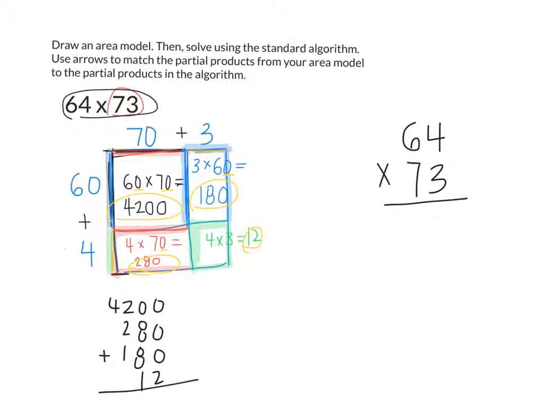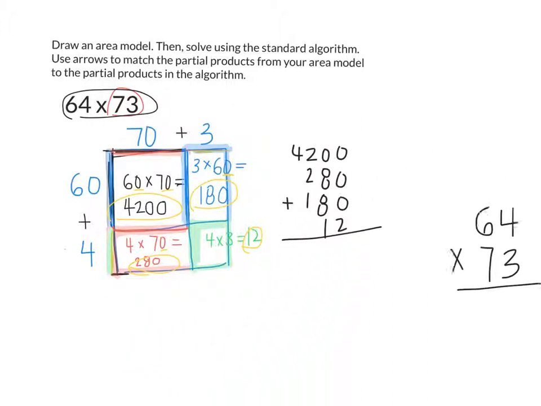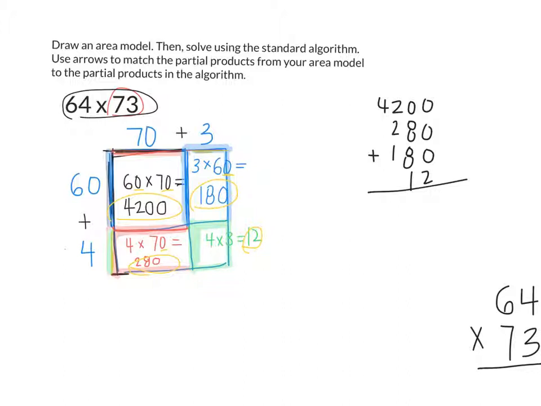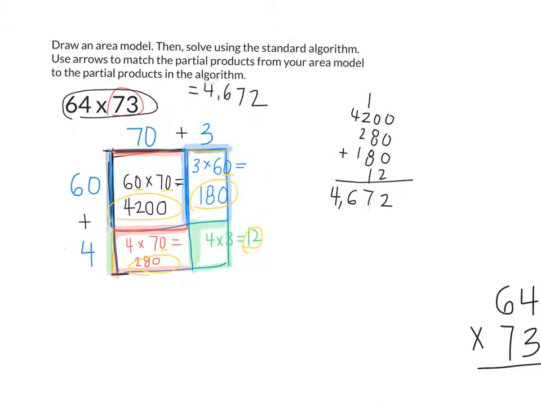Be super careful when you write them because you want to make sure that you are lining up the place values. So how many ones do I have all together? Okay. How many tens do I have all together? Okay. So we can regroup 10 of them to become 100. How many hundreds do I have all together? Okay. How many thousands do I have all together? So my total product then is 4,672. Now, that's how you can use an area model to solve this.